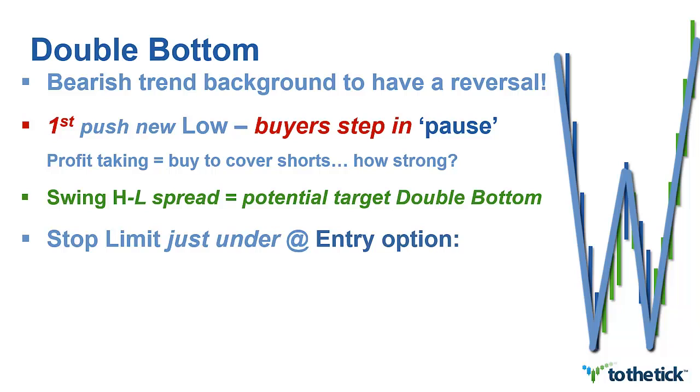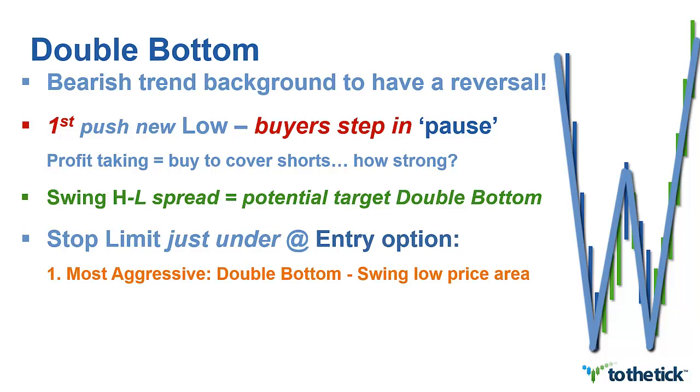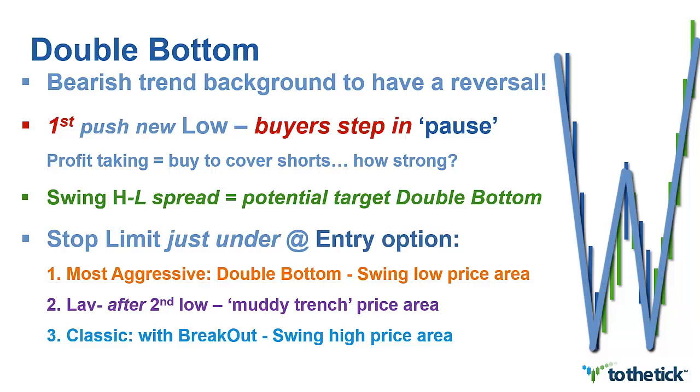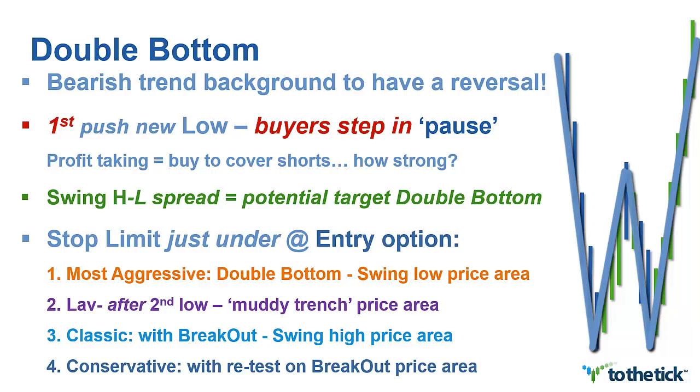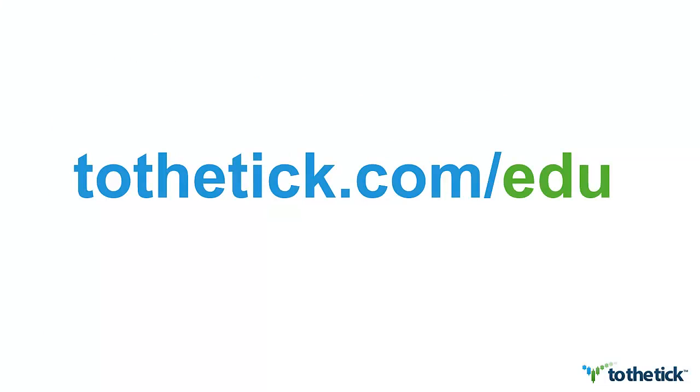Our stop limits are always just under our entry options. Most aggressive, again, is that double bottom down on the swing low price. Next choice is Lav's option, work that muddy trench in your rectangle. And then classic is with the breakout, swing high price area. And finally, most conservative is the retest on the breakout price area once you've confirmed that they do intend to go that way.